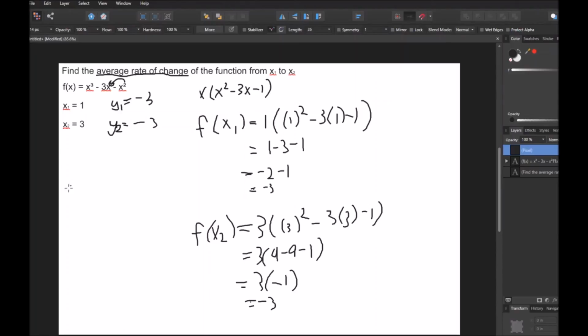So when we go to do our slope, we're going to have y2 negative 3 minus y1 negative 3 over x2 3 minus x1 1. A minus, subtracting a negative, is the same thing as adding. So negative 3 plus 3 is 0. And 3 minus 1 is 2. So 0 divided by 2 is just 0. So our slope is 0 from x equals 1 to x equals 3. So that's how I would do that one.